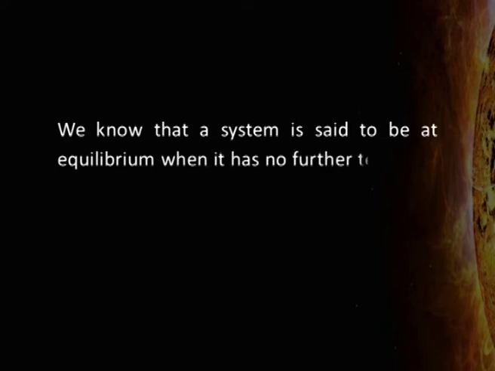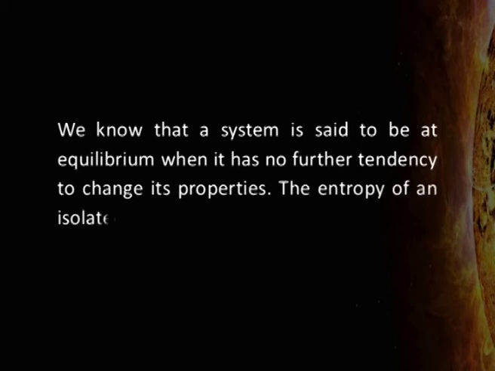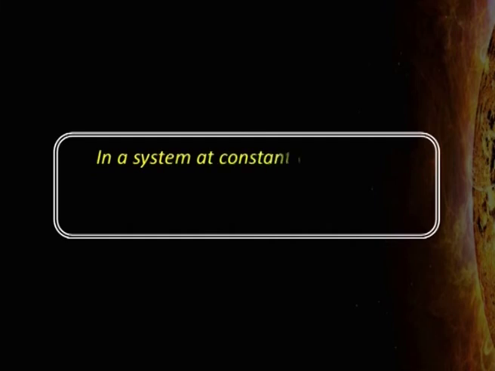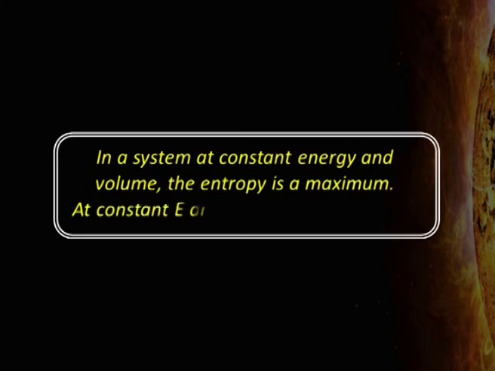Now we know that a system is said to be at equilibrium when it has no further tendency to change its properties. The entropy of an isolated system will increase until no further spontaneous changes can occur. Therefore, a criterion for thermodynamic equilibrium can be summarized as: in a system at constant energy and volume, the entropy is a maximum, or we can say that at constant E and V, S is maximum.